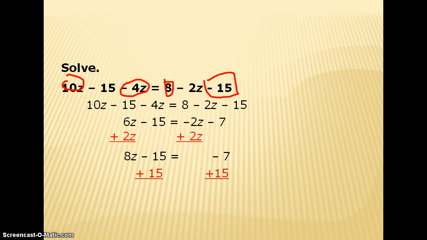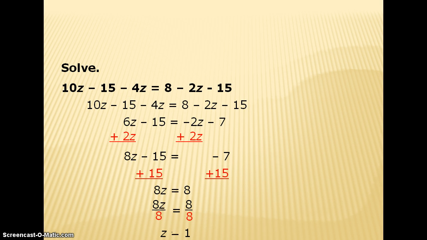Next step is to add 15 to both sides. 8z equals 8. Divide by 8, and z equals 1. If you were doing this problem in your notes or in your homework, it should look exactly like this. You must show your work. There are too many steps, too many areas that we can make mistakes, and if we don't show our work, we can't figure out where we went wrong. Showing your work is a requirement.